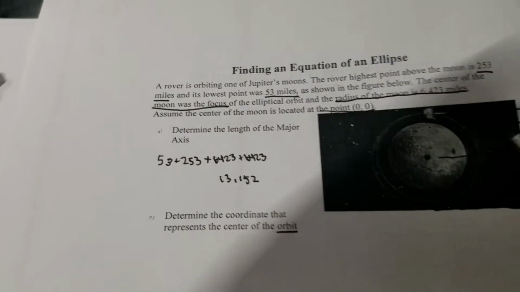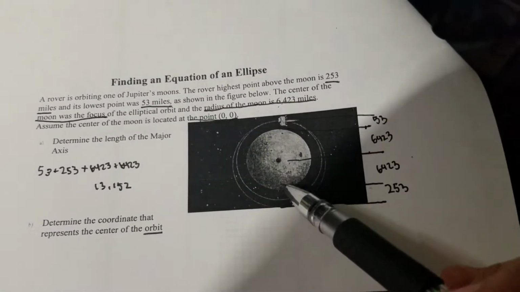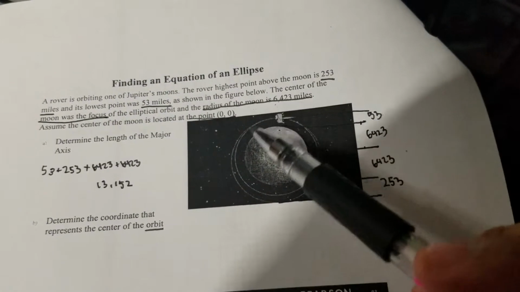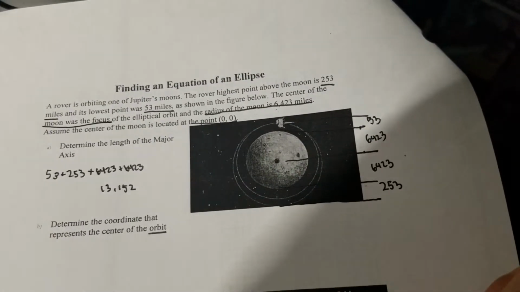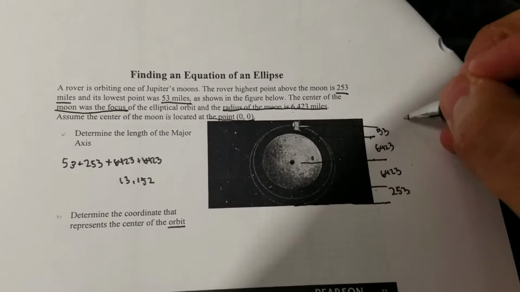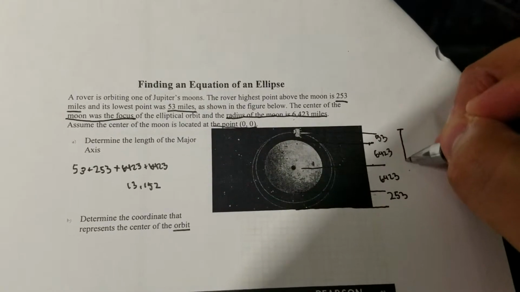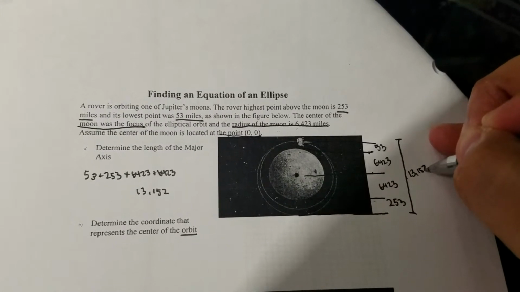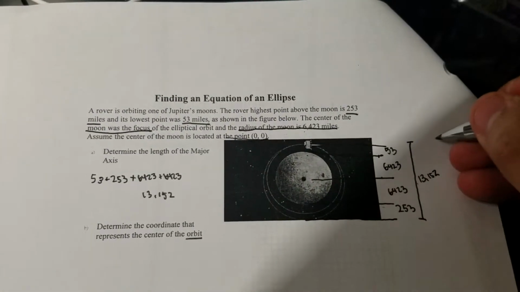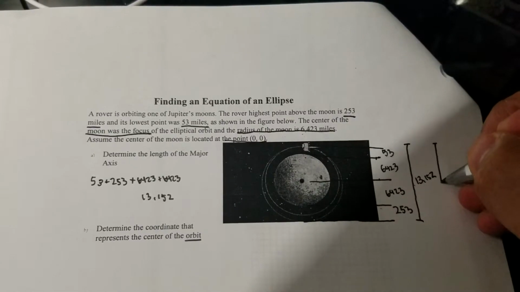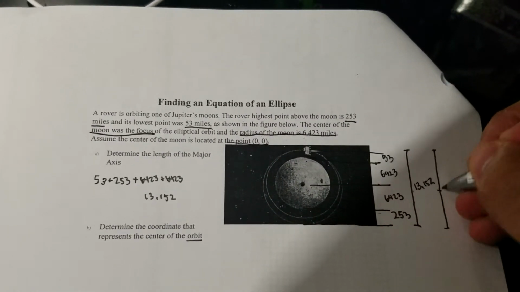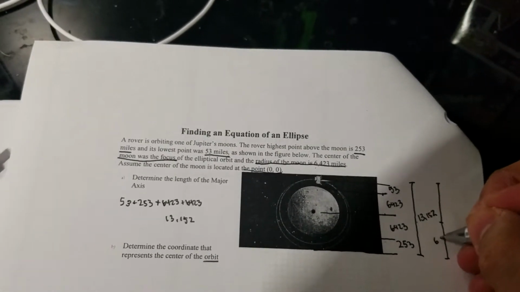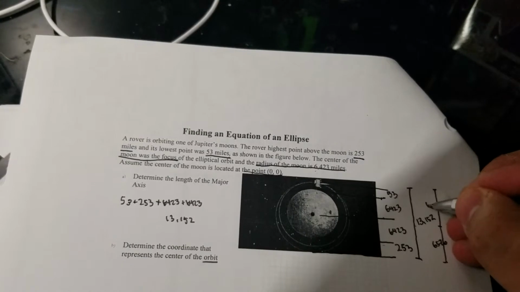Okay, next part, determine the coordinates that represent the center of the orbit. Not the center of the moon, guys. The center of the moon's at 0, 0. But remember, this is the orbit going all the way around. I know that this whole thing is 13,152. The center of the orbit is going to be half of that. So 13,152 divided by 2 is 6576 and 6576.